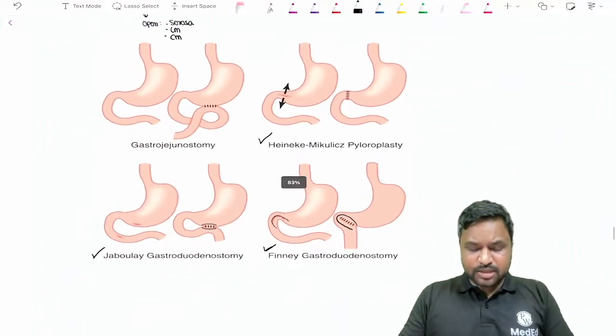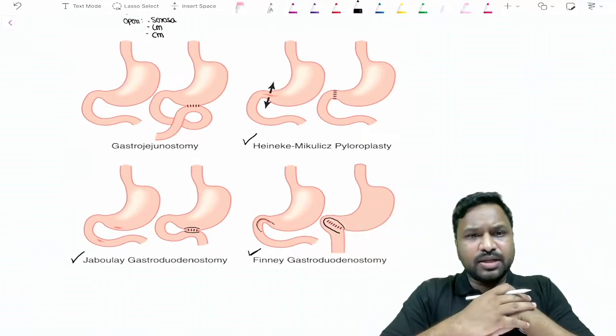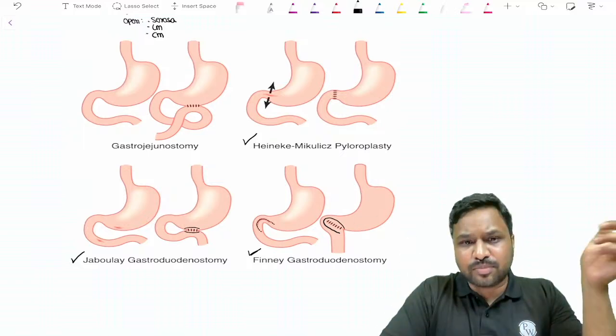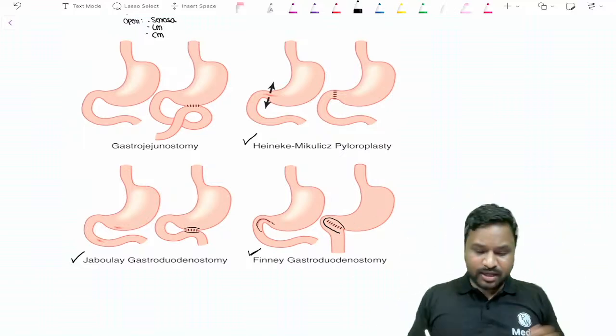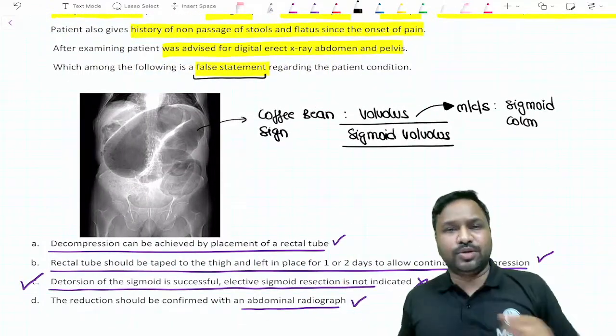Right. The other surgeries that are usually asked associated with your peptic ulcer disease are your gastrojejunostomy, Heineke-Mikulicz pyloroplasty, Jaboulay gastroduodenostomy, and the Finney, which I've already discussed in the images that you have given across here, right? This is a spotter. You just need to pick it up.